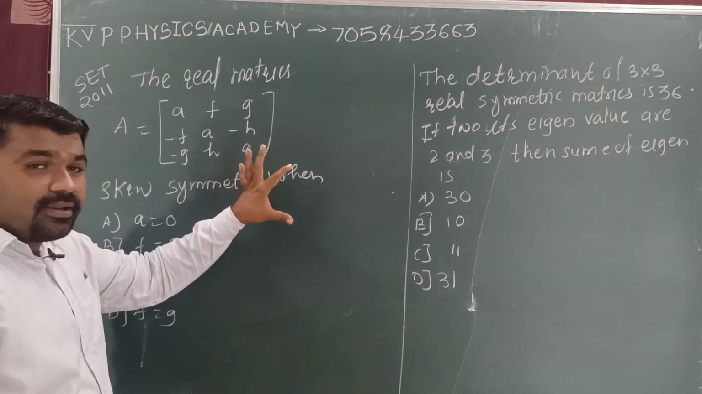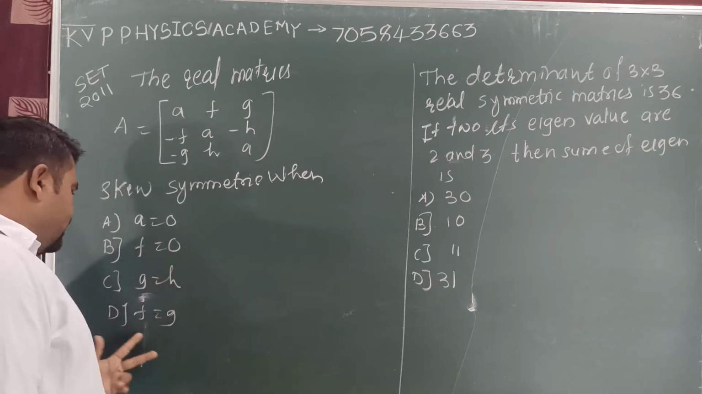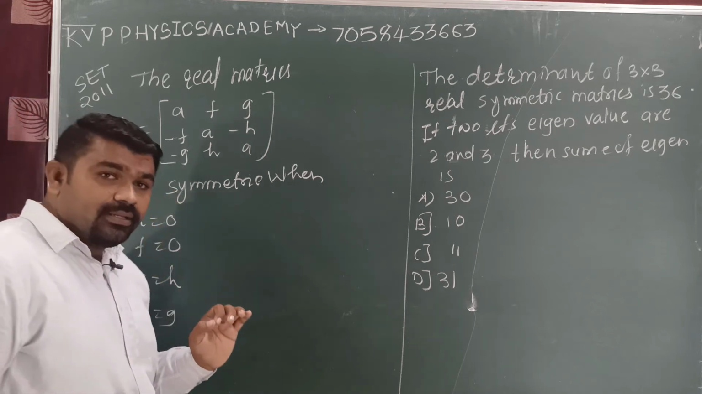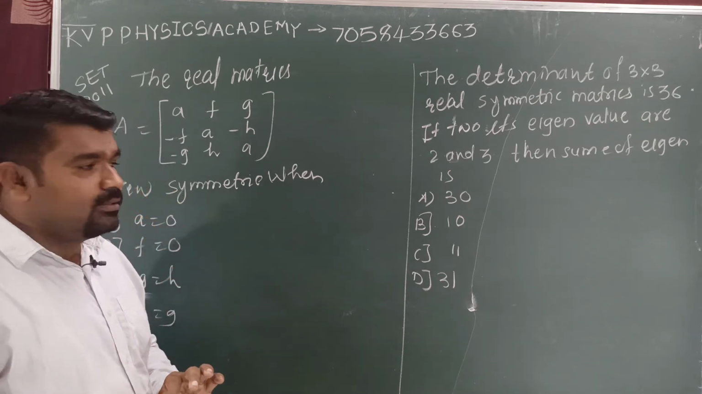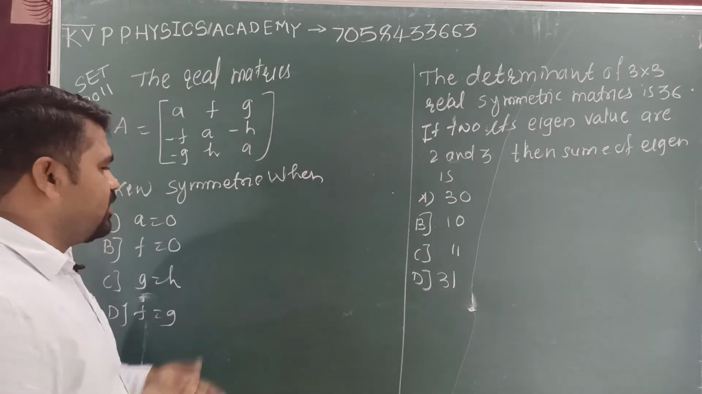Skew symmetric matrix, when A is equal to 0, F is equal to 0, G is equal to H and F is equal to Z. This one is the options for this one. But first, one thing is that we know the relation of the skew symmetric matrix and symmetric matrix.